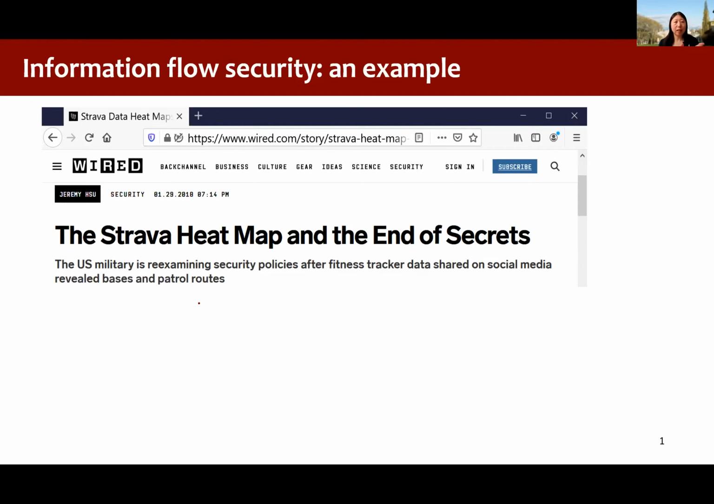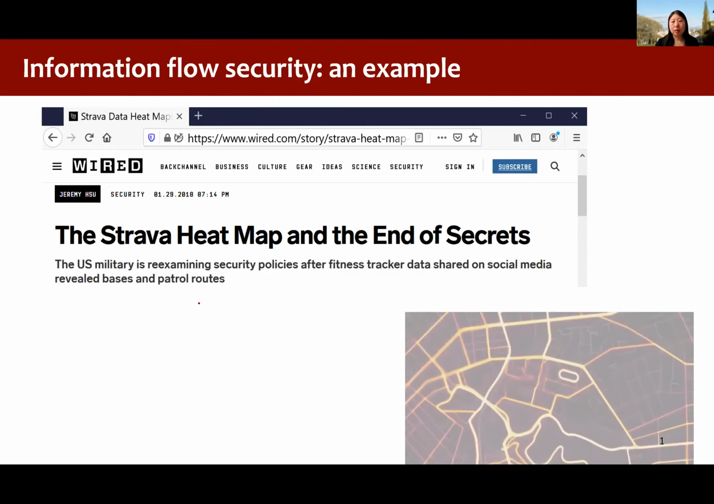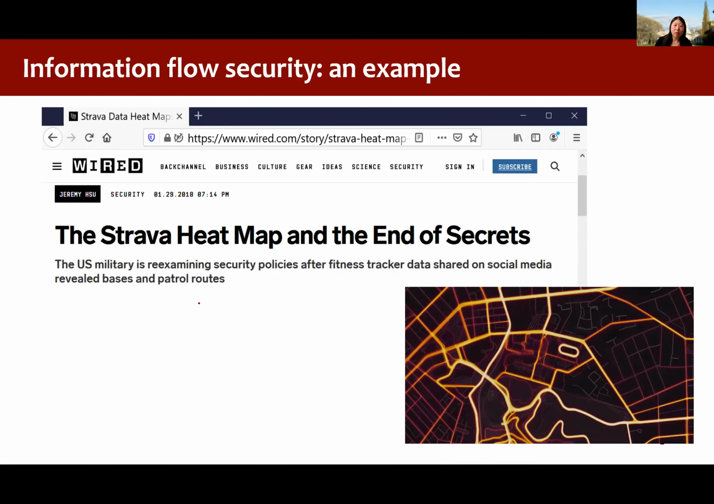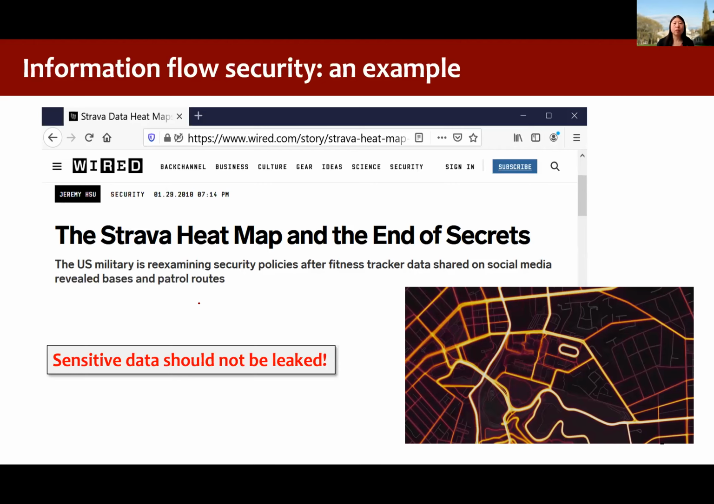The problem here, this is the headline three years ago in Wired. The problem is this heat map in question is actually of a military base. You can imagine on a military base, the soldiers also exercise, and they sync with their Strava. Now the heat map generated for this military base clearly shows where the roads are. You can see there's a circle in the middle. That's probably a stadium. That essentially reveals the layout of the military base and also the patrol routes. These are actually not considered public. They're not supposed to be viewable by the public. So the problem is that the information is flowing from secret to public. Sensitive information now actually gets leaked.